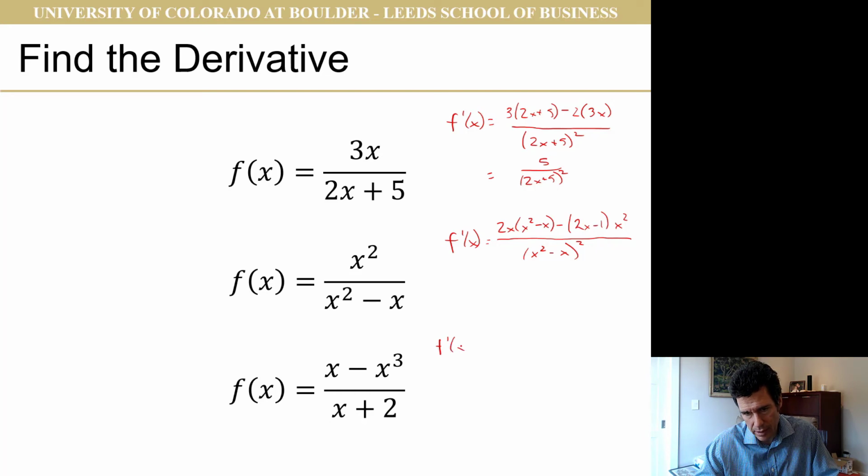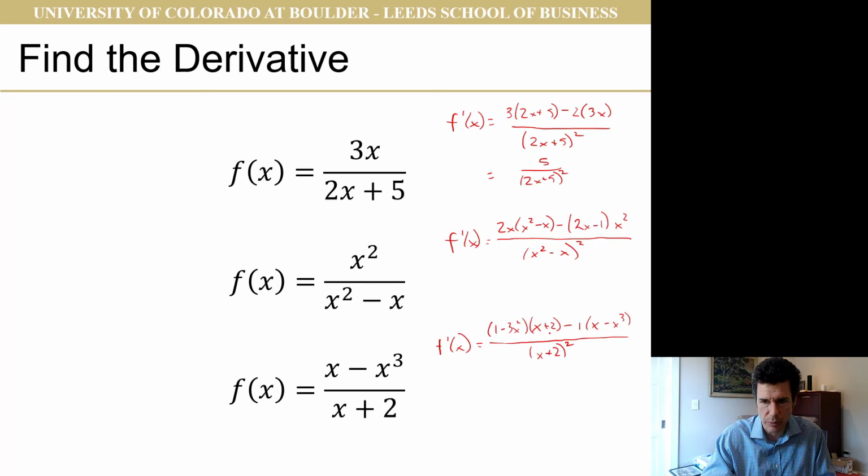Same idea. Derivative of the numerator, 1 minus 3x squared, times the denominator, x plus 2, minus the derivative of the denominator, 1, times the numerator, x minus x cubed, divided by the denominator squared. And again, as always, we can simplify, but we don't need to.